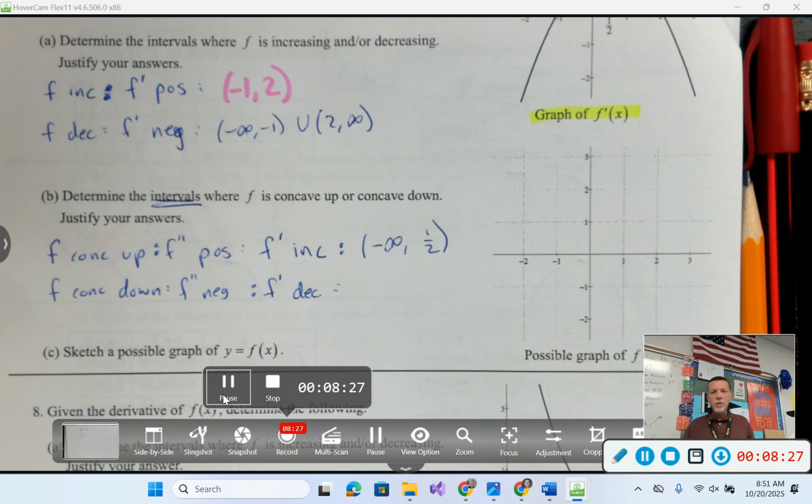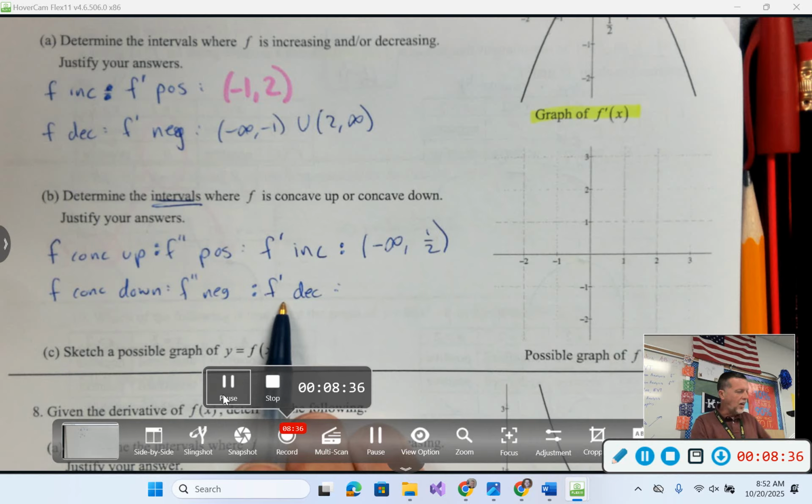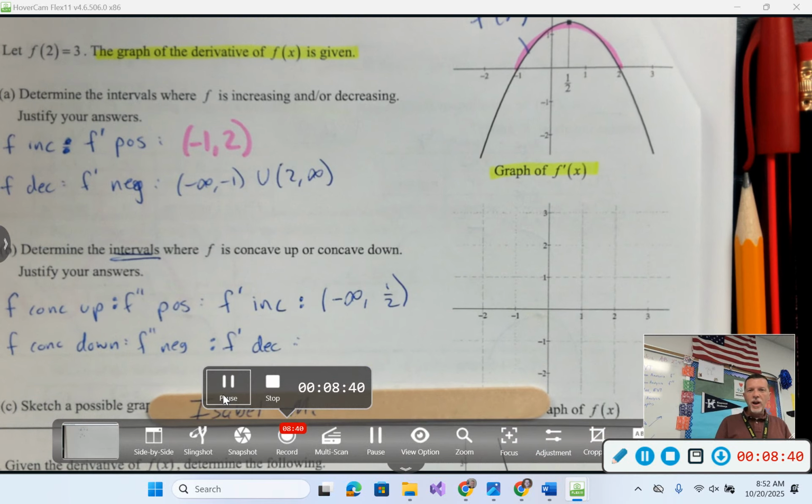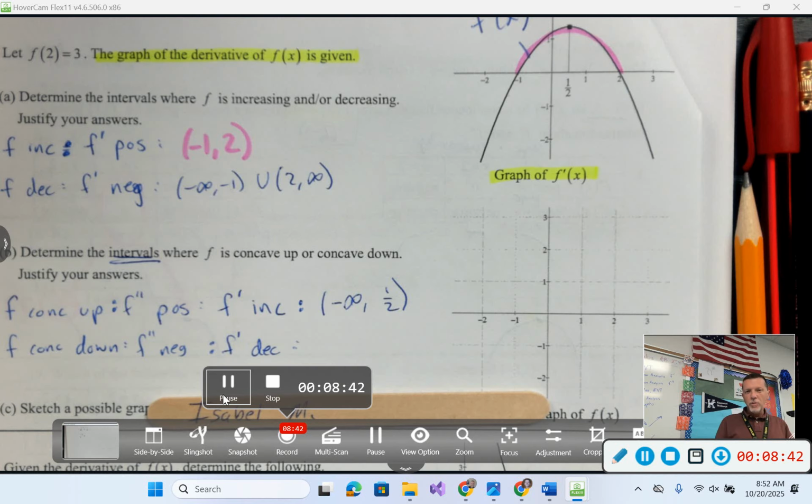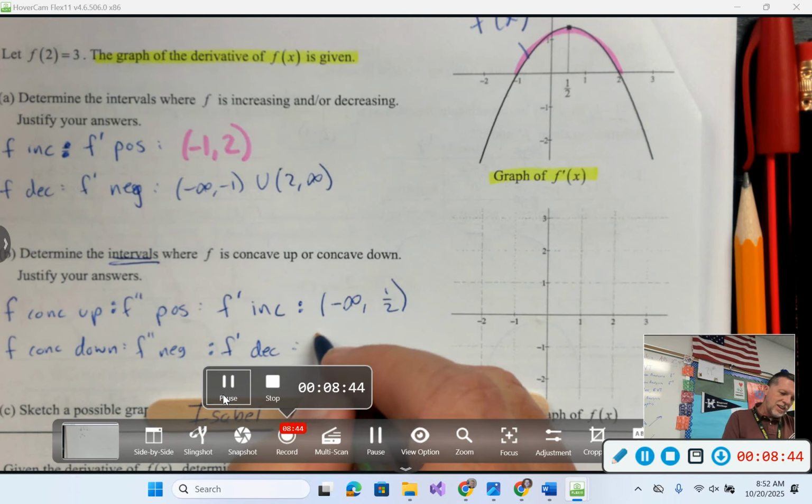Now, a lot of people will continue to write that because that's the first thing they think of when it comes to concavity, the second derivative, which is probably good. You probably should have that as the first thing you think of. But if f double prime is negative, that means f prime is decreasing. So, Isabel, I look at my graph of f prime, and where is f prime decreasing? 1/2. Good.